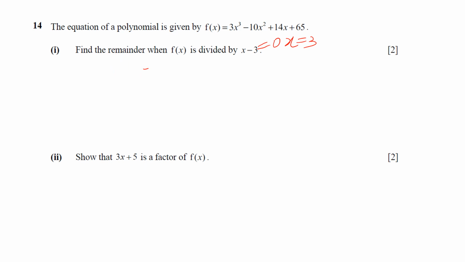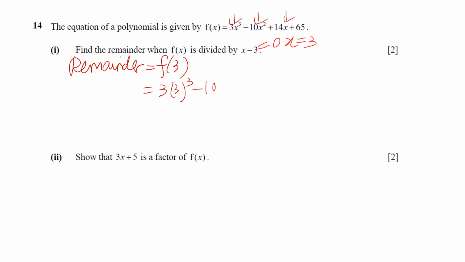Okay, so let's write it properly. So remainder is equal to f of 3. That is when you substitute all your x values with 3. So you will get 3 bracket 3 cubed minus 10 bracket 3 squared plus 14 bracket 3 plus 65. And that gives you 98. That will be the remainder.